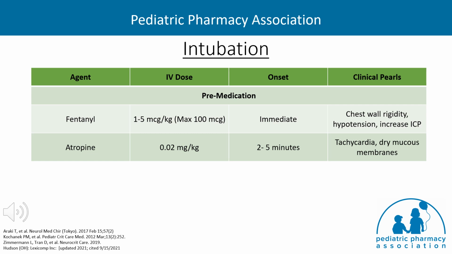For intubation, we want to make sure that we are pre-medicating to provide analgesia, and one of the medications we can use to do this is fentanyl at a dose of 1 to 5 micrograms per kilogram. Of note, if given undiluted, fentanyl can cause chest wall rigidity. Other medications that we can give prior to intubation include atropine, and this is used to prevent bradycardia due to vagal nerve stimulation.